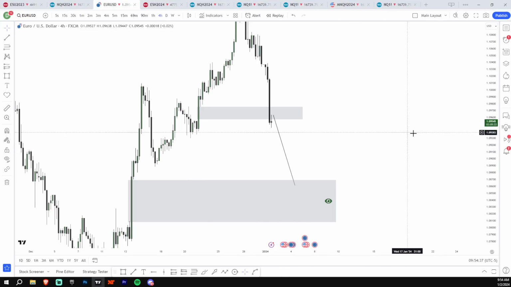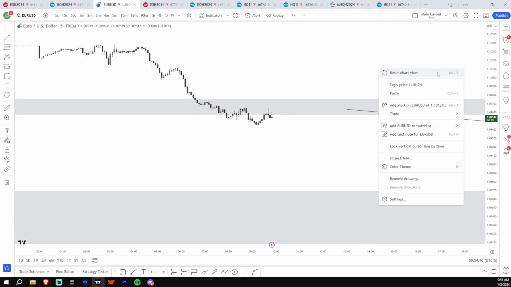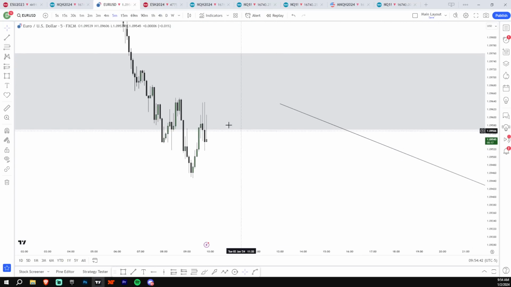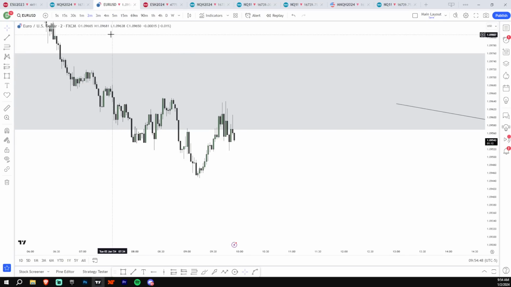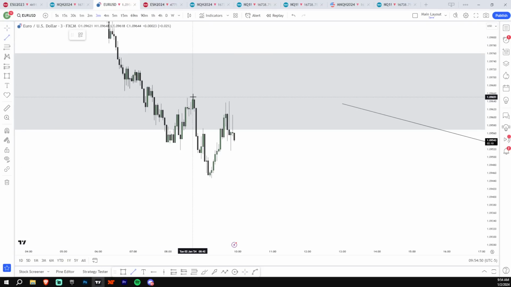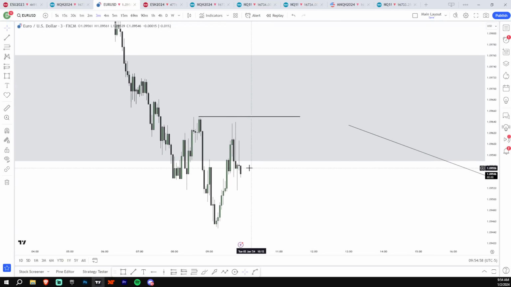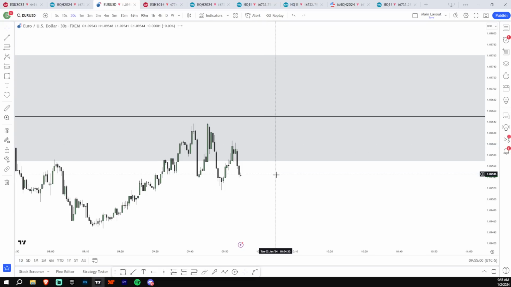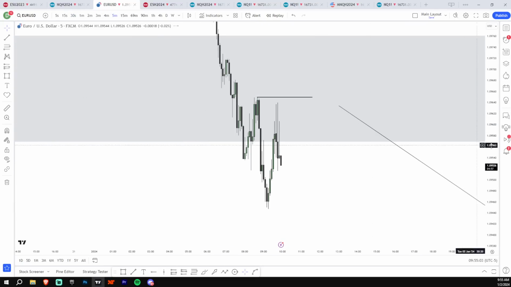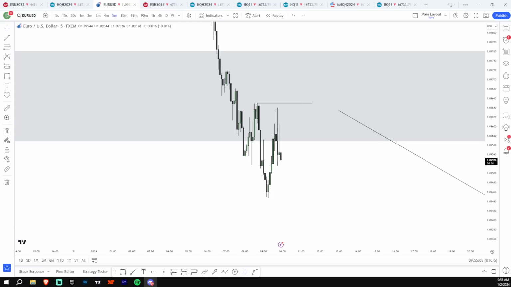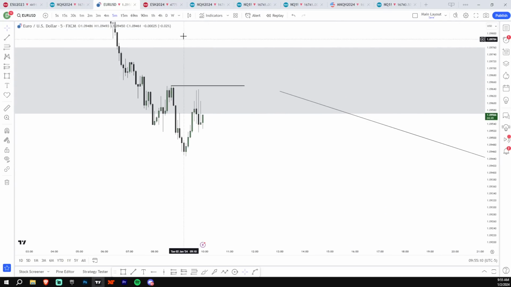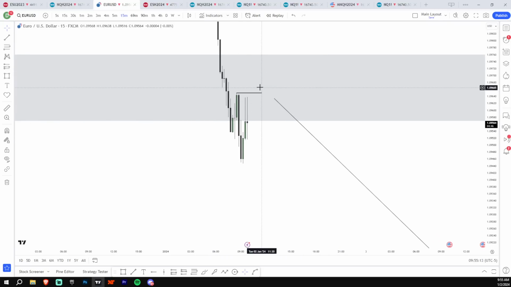Anything you like on Euro for the short? Probably not. No, I don't. This just does not look clean. There's no speed over any high. What you typically want to see is speed over some high, then an obvious inversion. We're not really getting that. We're just not getting anything here. So yeah, nothing I like. I'll let you know if there's something I like, but for now, there's nothing I like.